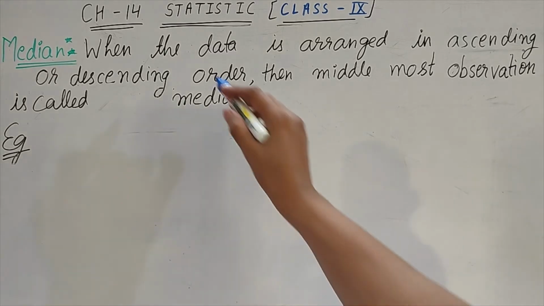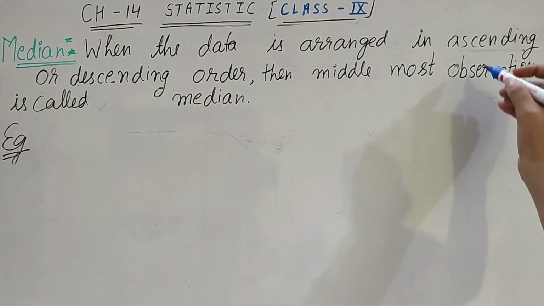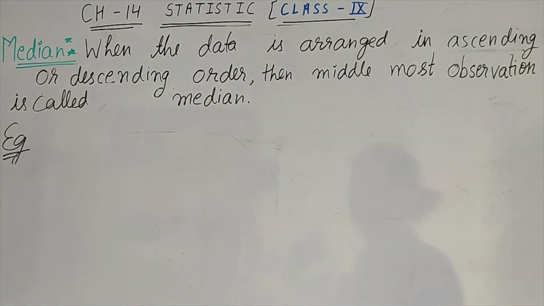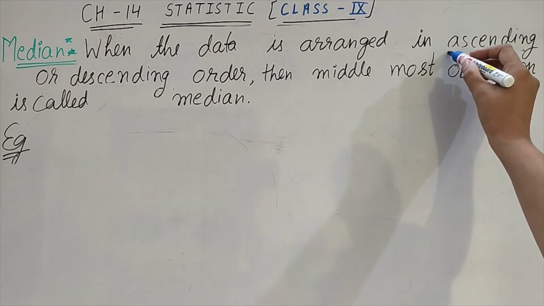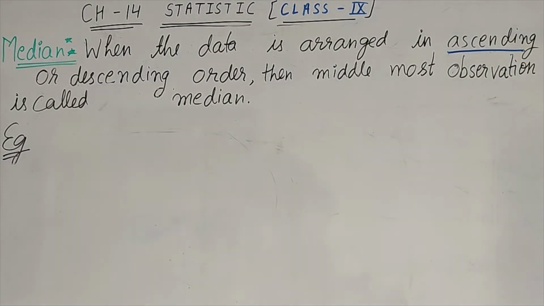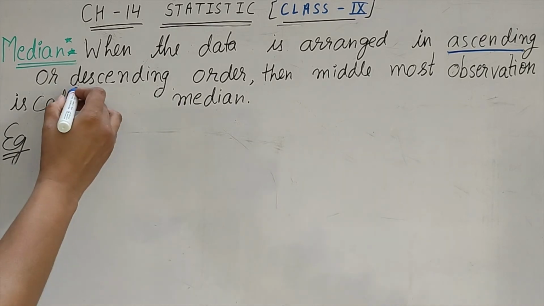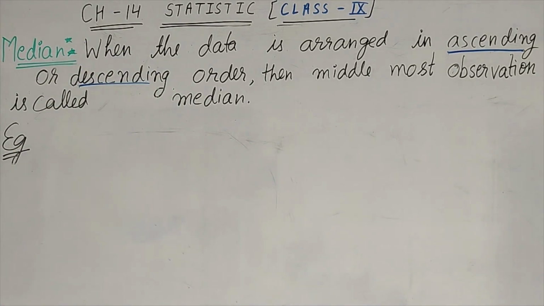So when the given data is arranged in ascending or descending order, then the middlemost observation is called the median. Here it's very important to arrange the data in ascending or descending order. Remember this thing, whenever you have to calculate the median for any given data, first of all we will arrange all the information, all the observations, in ascending or descending order. This is the first step to calculate the median. Then the middlemost observation is called the median.